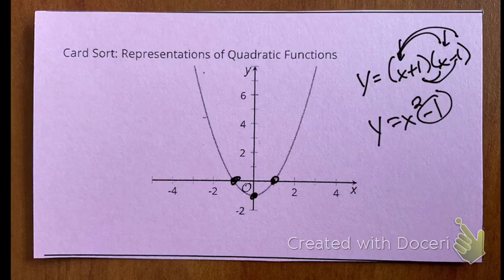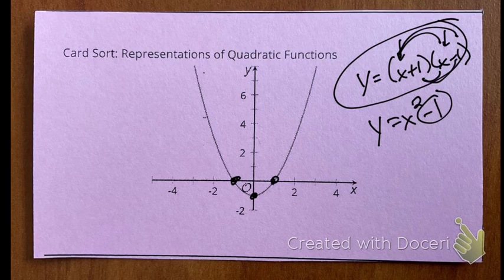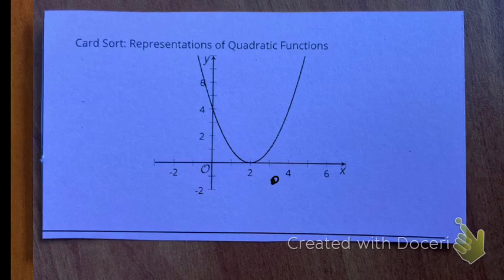So everybody good with, we got our x-intercepts here, negative 1, 1. Y-intercept here. All right. What did I do with that card? There it is. All right. Next card.